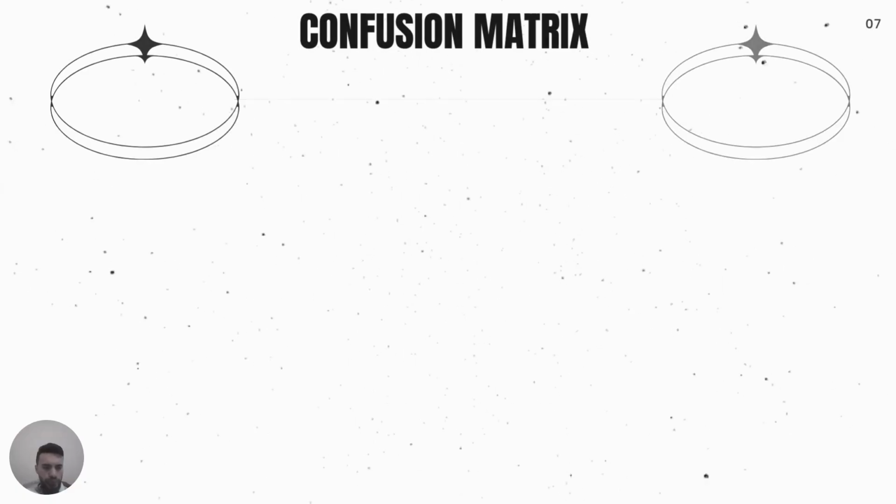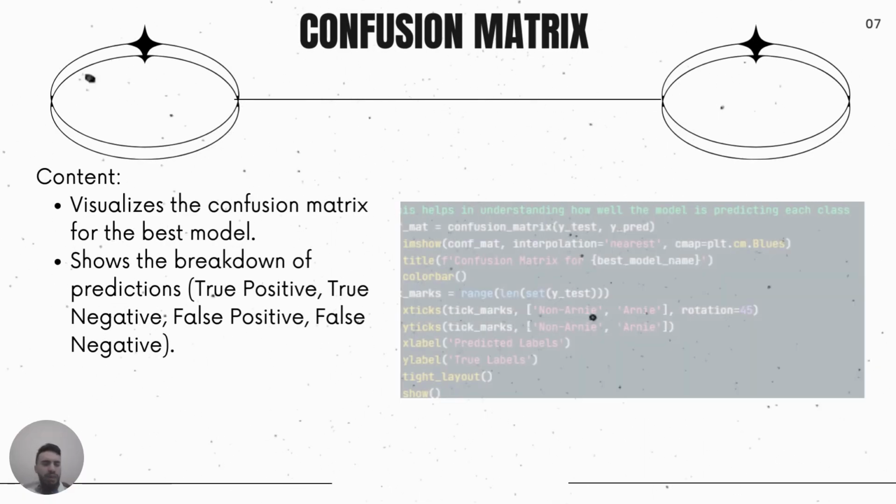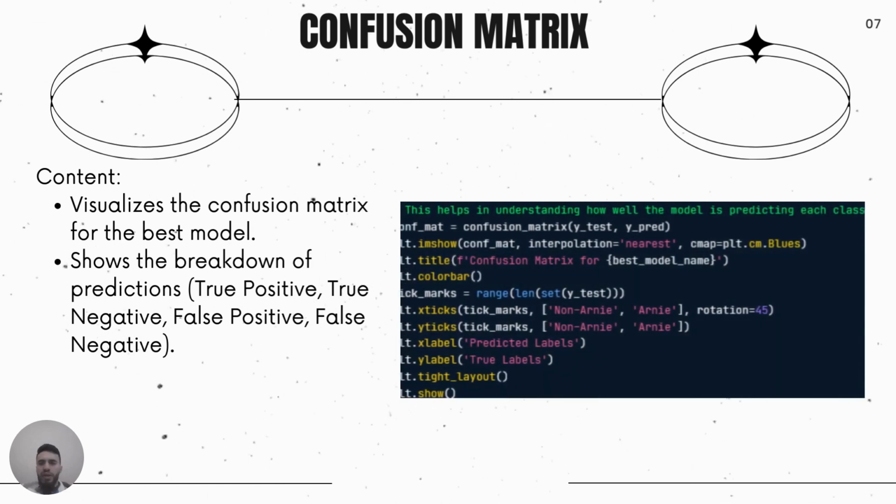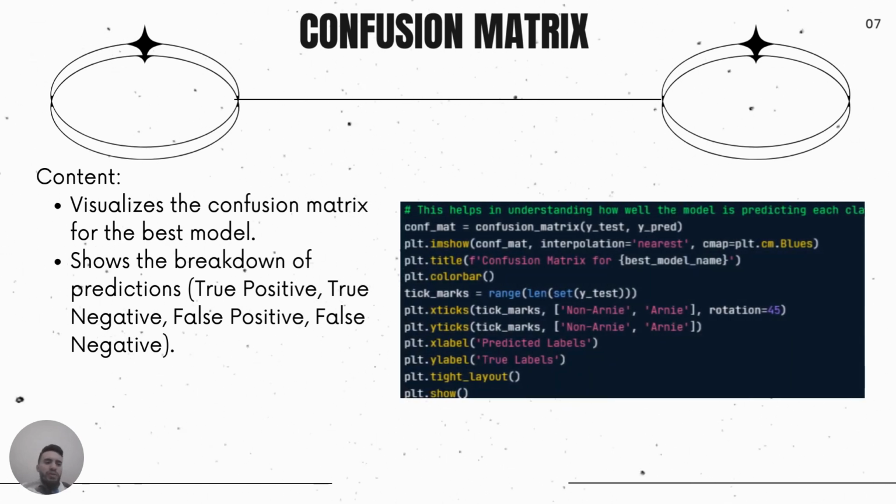And last but not least, this is the confusion matrix. What about the confusion matrix? Just a second. This is the code, and we're going to explain exactly what it is. The confusion matrix gives us the true positives, true negatives, false positives, and false negatives. So total predicted compared to total true values. This is the code responsible.